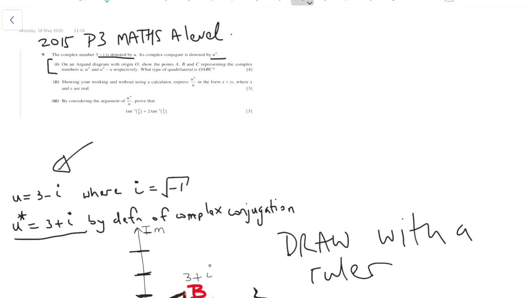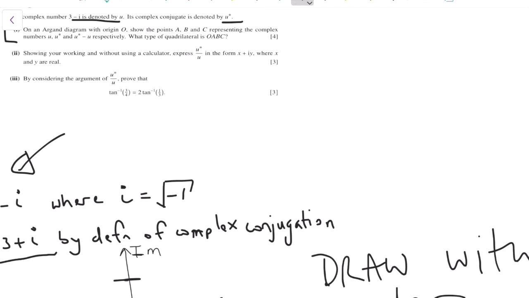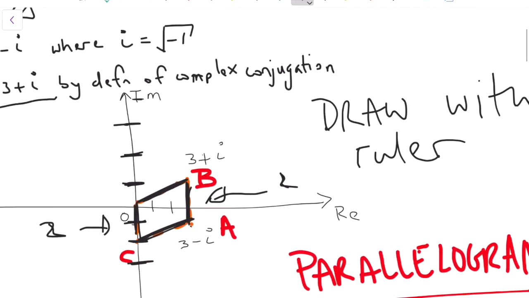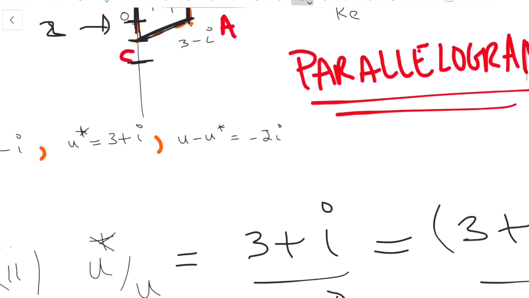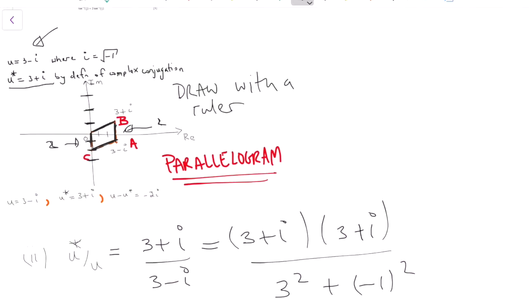Okay, so part 2 is: show your working and express u star over u in the form x plus iy, a single complex number, with x and y being real. Let's zoom out. u star over u is 3 plus i divided by 3 minus i. Multiplying the numerator and denominator by 3 plus i, we obtain this part here.